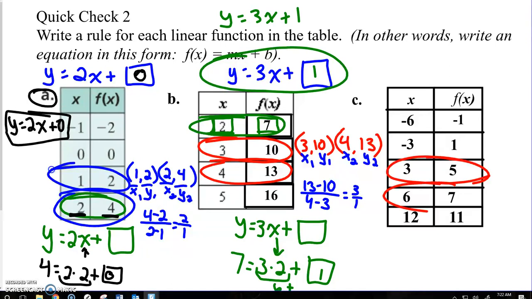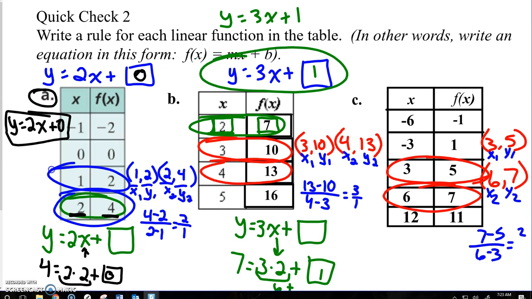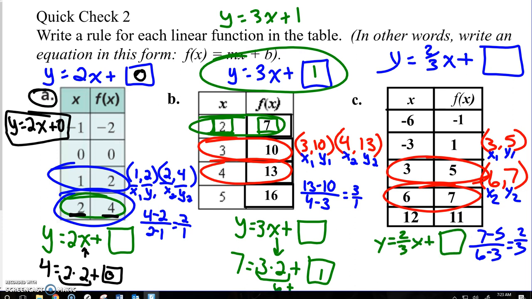I'm going to choose these 2 points, 3, 5, and 6, 7. Let's see, this is going to be my x1, y1, x2 and y2. And let's see, to find my slope, I'm going to have to do 7 minus 5 on top, 6 minus 3 on the bottom, 2 over 3. My slope is 2/3. Y equals 2/3 x plus whatever goes in this blank. That blank is my y-intercept.